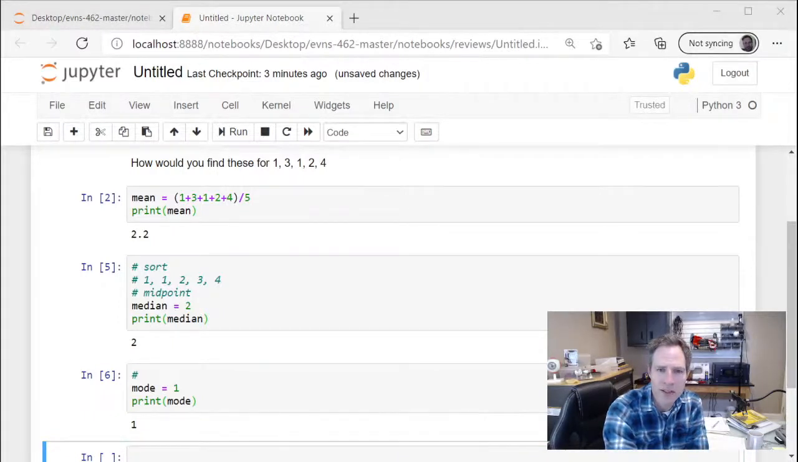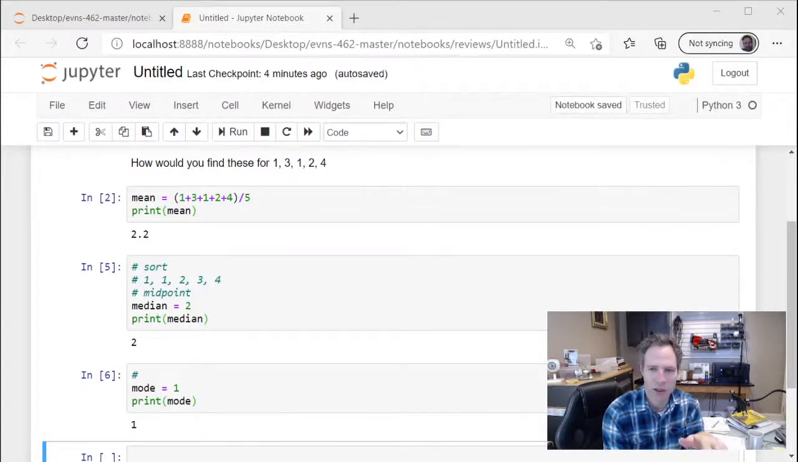And so this is a simple example, and I will say this as clearly as I can. I will want you to be able to, if I give you a data set, just raw values, I will expect you to be able to calculate the mean, median, and mode of that data set. Okay, so that's coming.